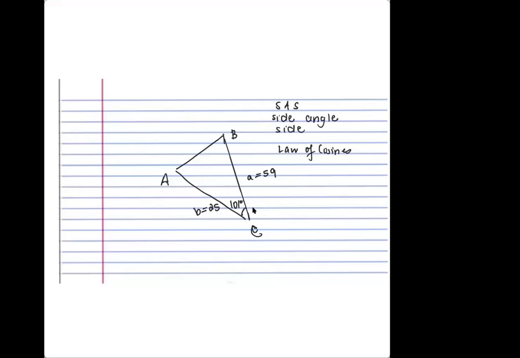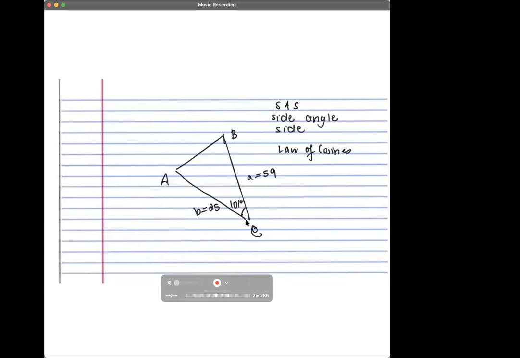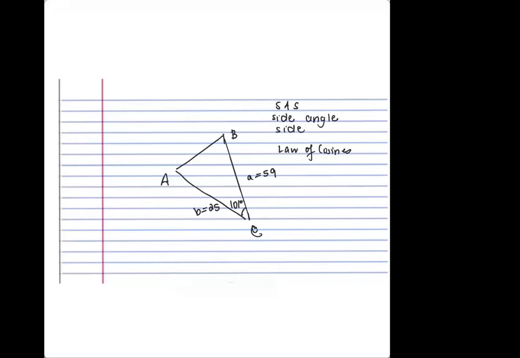Just know that once you have two angles, please don't use the law of sines or the law of cosines to get the third. Use the fact that the angles of a triangle add to 180 to get the third angle. So two angles, use the sum to 180 rule, okay? All right, so let's go ahead and find that missing side c.